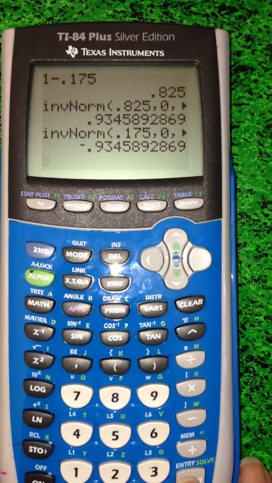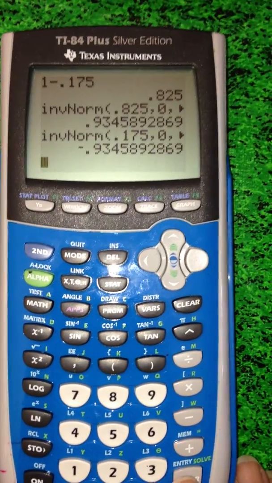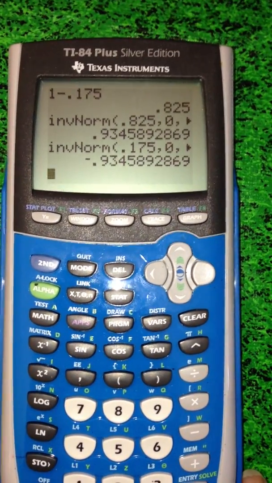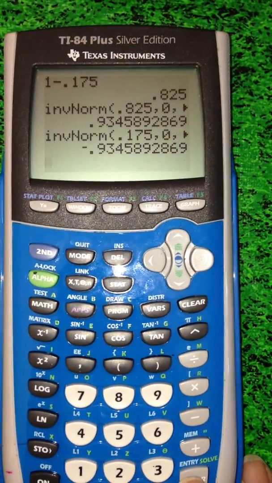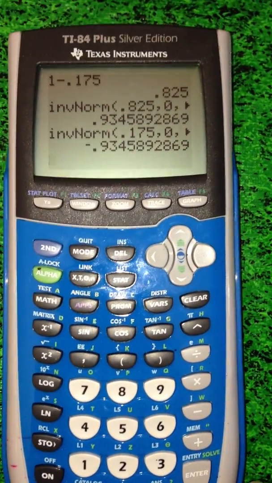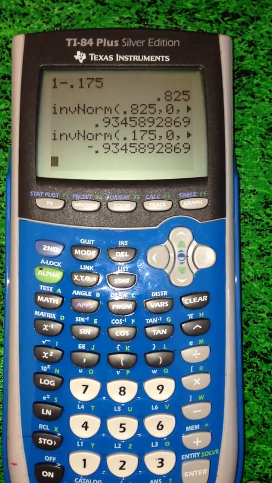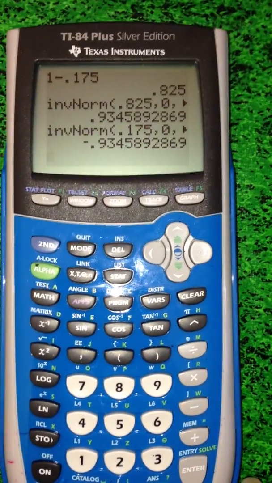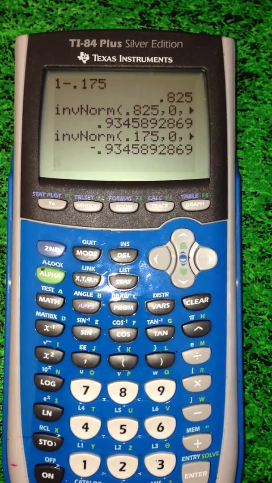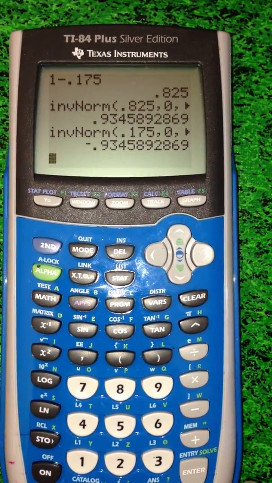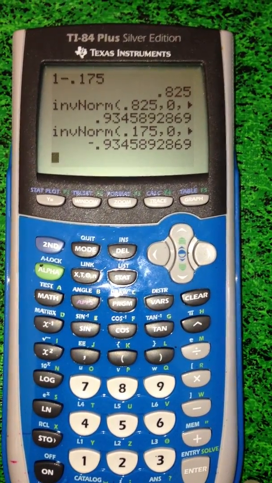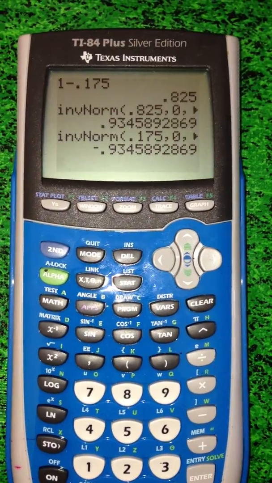The inverse normal for 0.825 and the inverse normal for 0.175 are exactly the same number. They're just opposite signs, because as we talked before, they're on opposite sides of the mean. So that's how we use our calculator in order to find these inverse normals. The inverse normal on our calculator still only gives us the area in the left-hand tail of the distribution. It cannot be used in any other way. It always must be compensated for the left tail.